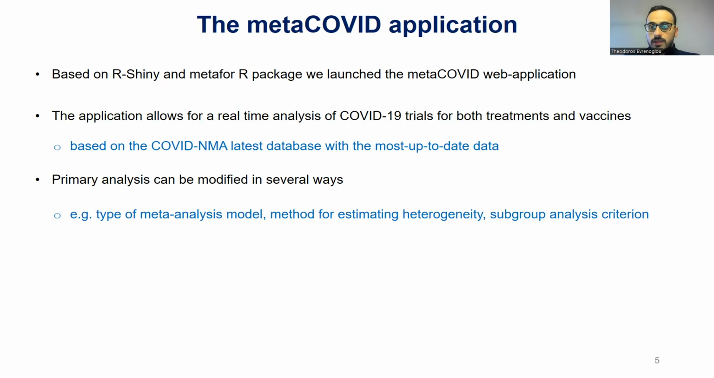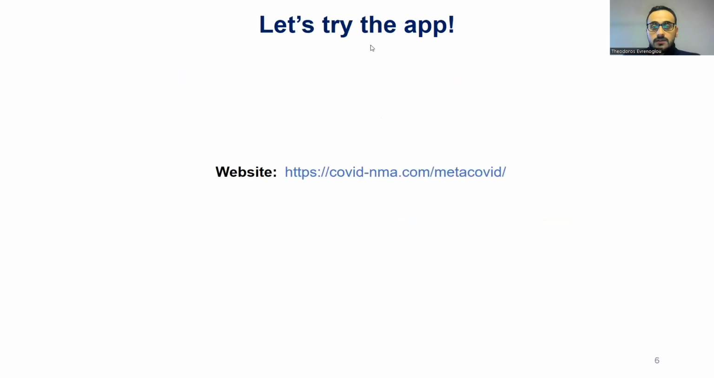For example, they can modify the type of the meta-analytical model, they can modify the method for estimating the heterogeneity, and they have also some other options. The output of the application is again a forest plot that the user can download and use for their own personal needs or their own scientific projects. Let's have a look now and see how the users can use metaCOVID in practice.